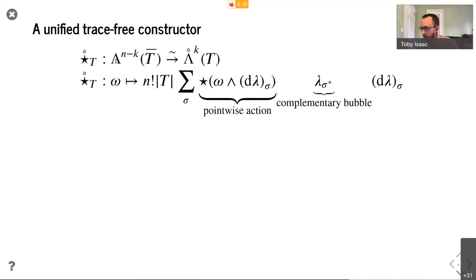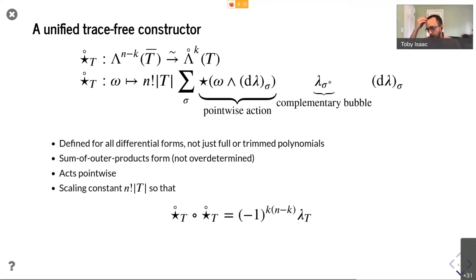So here we've got the map from n minus k forms to trace-free k forms. And it's the same type of outer product structure, kind of d lambda dot omega times d lambda. But the only thing I'm doing now is I'm inserting a complementary bubble function in there. So if I've got this complementary bubble function, each of the things I'm summing up is trace-free, so the total thing is trace-free.